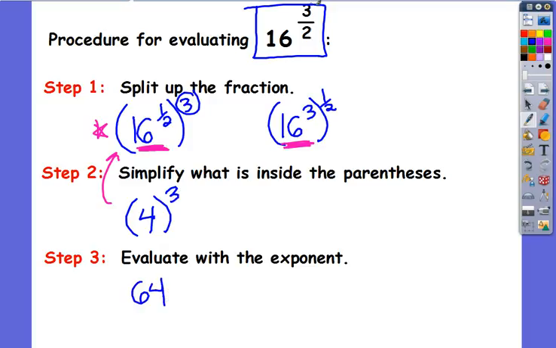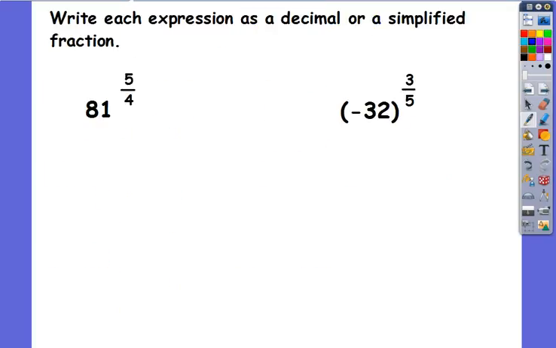So 16 to the 3/2 power, this would be like saying 16 to the 1/2 power cubed. So I should be getting a number bigger than 16 if I raise it to a power bigger than 1. And that number is 64. If you know your perfect squares, your perfect cubes, your perfect fourths, simplifying something like this becomes a lot easier. So with that in mind, why don't you try to write each of these expressions as a simplified fraction or decimal? Pause the video, give this a try, and then we'll compare.